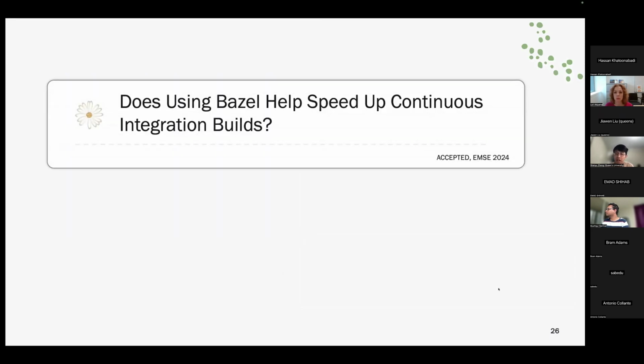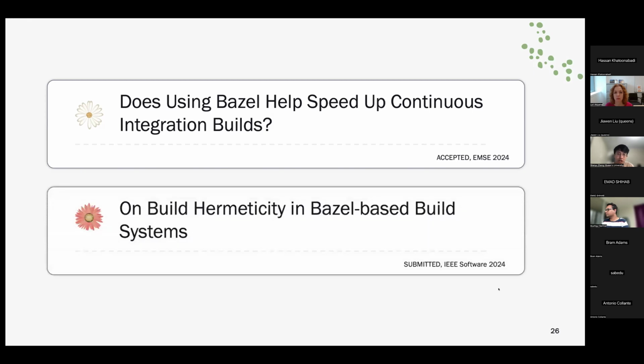The work presented in the slides comes from 2 papers. The first one is "Does Using Bazel Help Speed Up Continuous Integration?", which was accepted by EMSE, and the other one is on build hermeticity in Bazel-based build systems, which is submitted to IEEE Software.